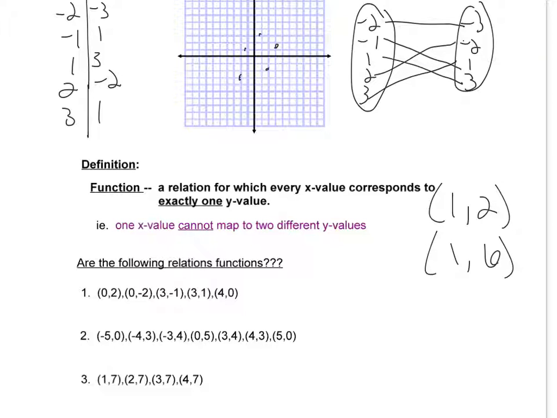So below, you can look at these numbers and see if they are functions or not. You have (0, 2), (0, -2), (3, -1), (3, 1), (4, 0). So this is not a function because you have (0, 2) and you have (0, -2). And you have (3, 1), (3, -1), and (3, 1). So you have 2 x values that are the same that go to different y values.